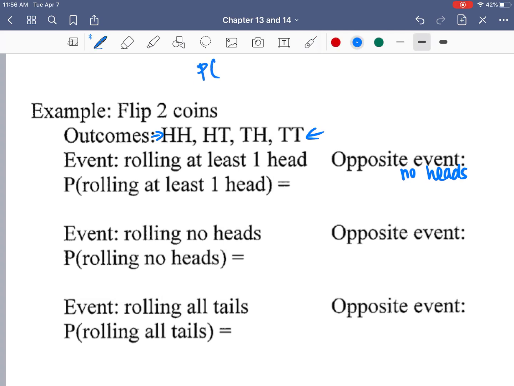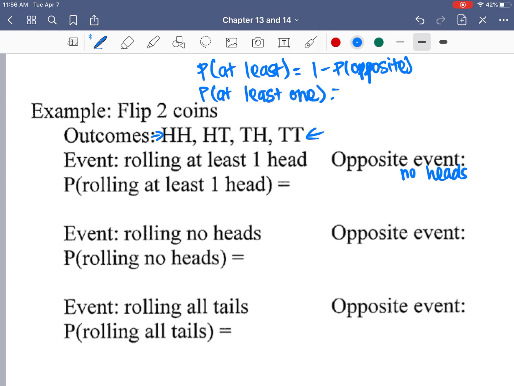So more than just the probability of rolling at least equals 1 minus the opposite, we can take that further and say when you see the probability of at least one of something, it's equal to 1 minus the probability of none. And this is going to be used quite a bit.